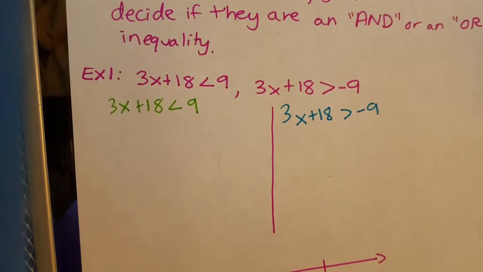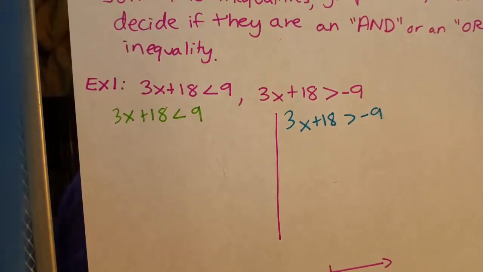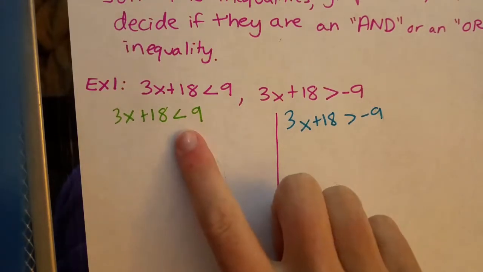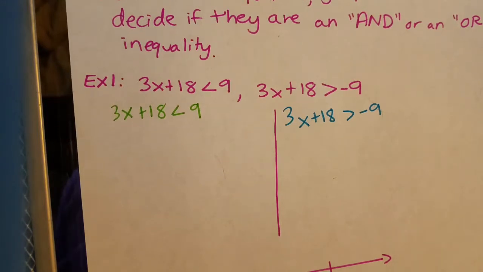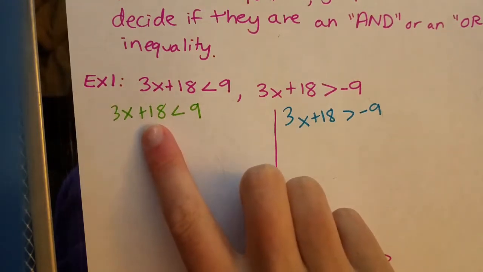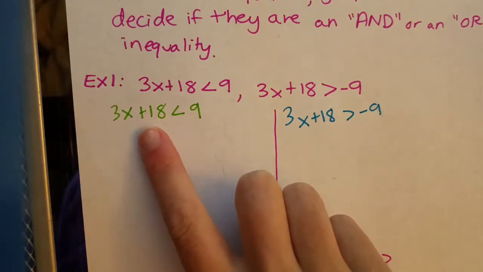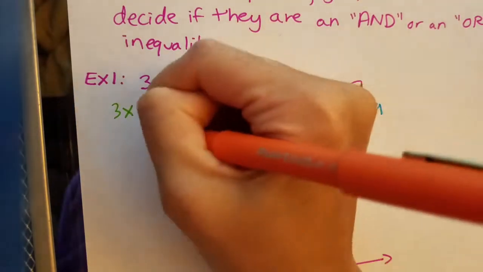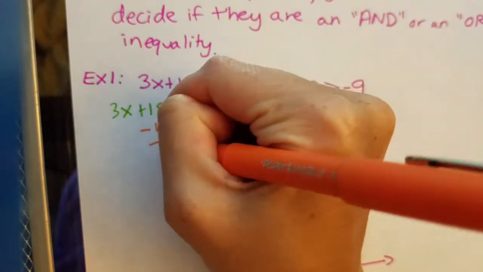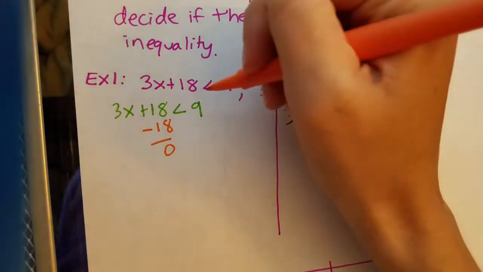So I'm going to start on my left hand side. All we're going to do is try to get x by itself like we would in any equation. So just pretend like that's an equal sign when you solve. The first thing we're going to do to get x by itself, we always do the adding and subtracting first. So I'm going to move my positive 18 to the other side, which the way we do that is by subtracting, because subtracting is the opposite of addition.